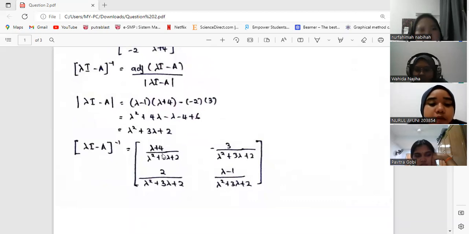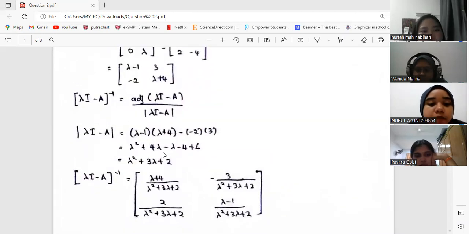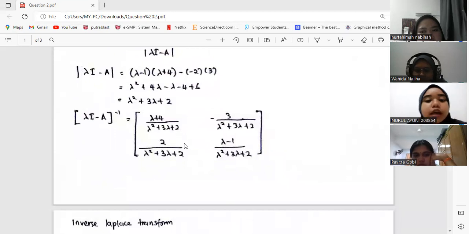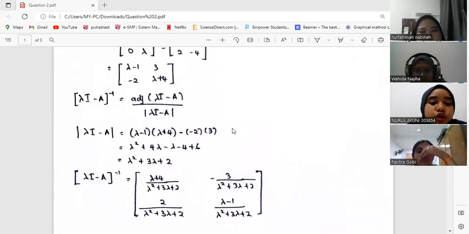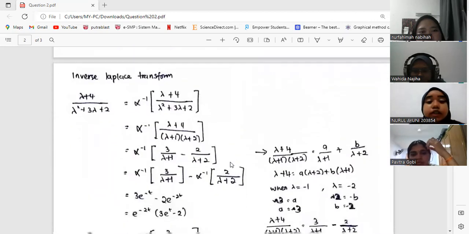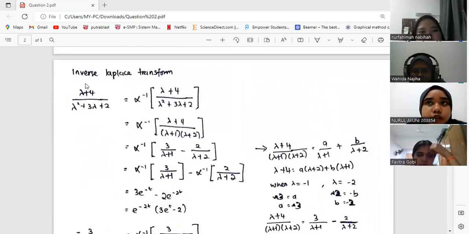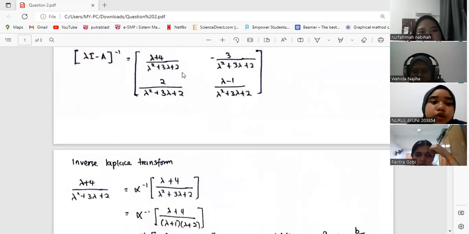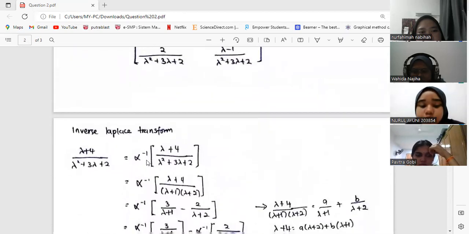So we will get lambda plus 4 over lambda squared plus 3 lambda plus 2, minus 3 over lambda squared plus 3 lambda plus 2, 2 over lambda squared plus 3 lambda plus 2, lambda minus 1 over lambda squared plus 3 lambda plus 2. Next, from the inverse matrix from before, we will use the inverse Laplace transform.